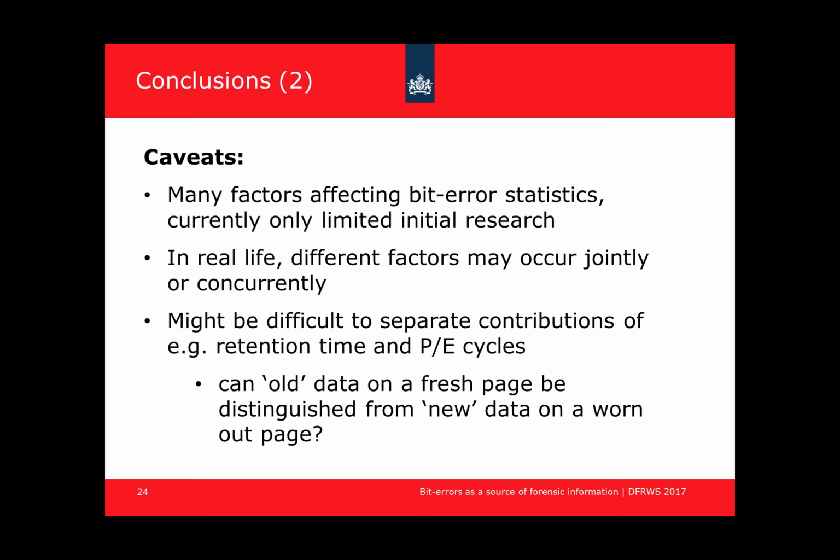So there are many factors affecting this bit error statistics, which means that at the moment I only looked at retention errors, but there are many other ones which might occur simultaneously. And also you have this effect of either retention time and PE cycle. So if you have a file which has been on a bad piece of the memory for a short time, it might contain the same amount of errors as a piece of data which has been on the better piece of the NAND flash for a longer period of time.